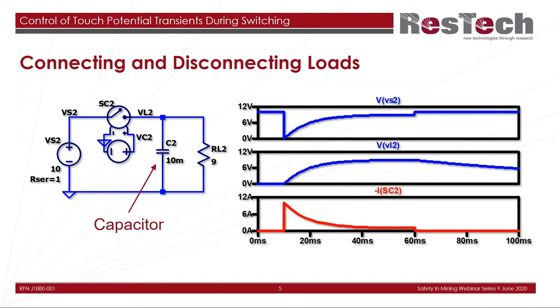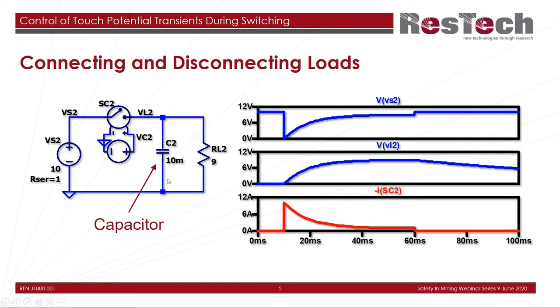Now this time when we turn the switch on at t equals 10 milliseconds, because the voltage across the capacitor is initially 0 volts and the voltage across the capacitor doesn't want to change instantaneously, when we turn on the switch, the voltage still remains 0 volts across the capacitor, which means that our voltage VL2 shows us 0 volts. Now, of course, if that is 0 volts, we've still got a 10 volt voltage source and a 1 ohm source impedance. So we get basically a current of 10 amps flowing through the circuit in that initial stage.